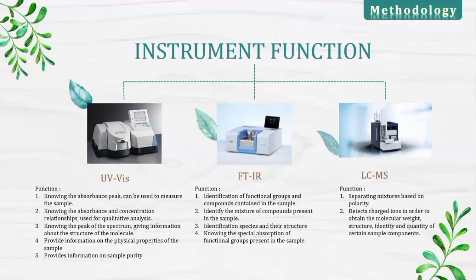2. FTIR instrument function: 1. Identification of functional groups and compounds contained in the sample. 2. Identify the mixture of compounds present in the sample. 3. Identification of species and their structure. 4. Knowing the spectral absorption of functional groups present in the sample. So in the FTIR instrument, you will get a spectrum that shows the molecular structure of the particular absorption.